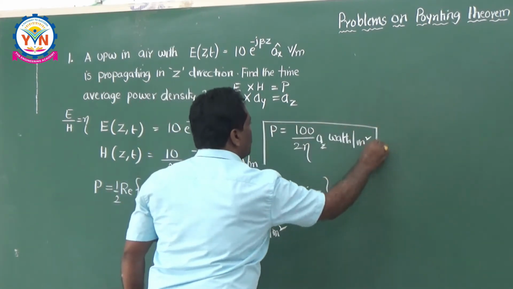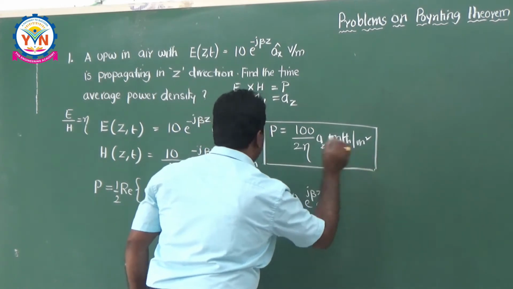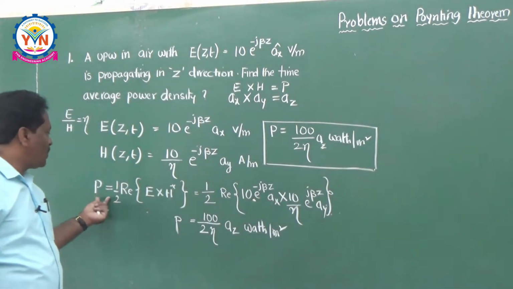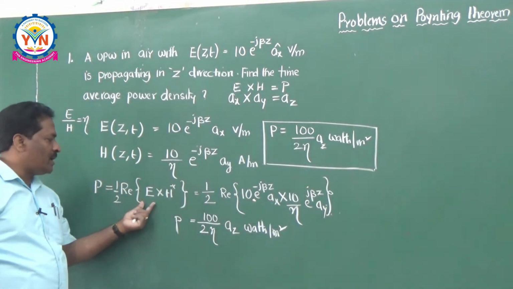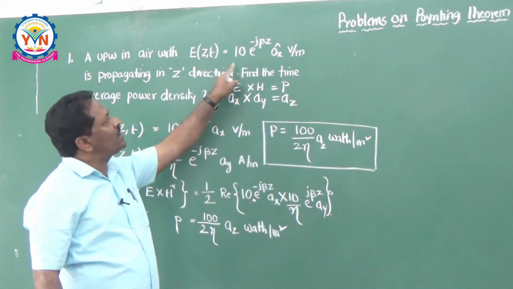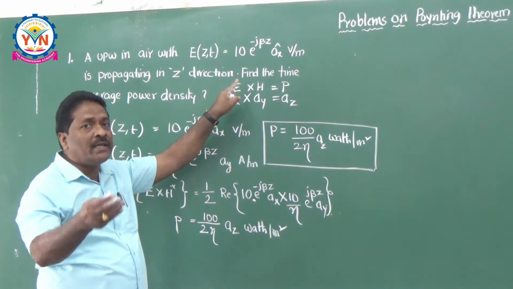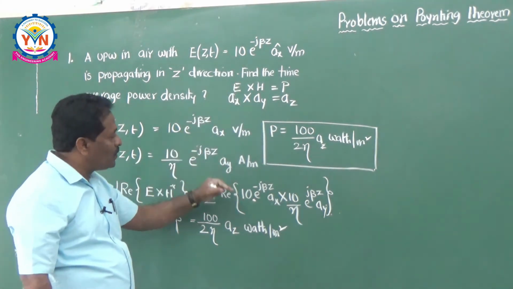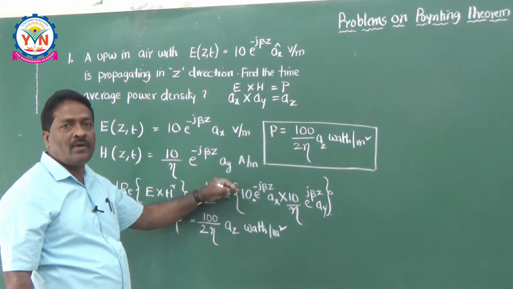You see how simple it is. You have to use the complex power: P is equal to 1 by 2 real part of E cross H conjugate. If you understand the equation and if you know how to read the equation, definitely you can do the problem within no time.